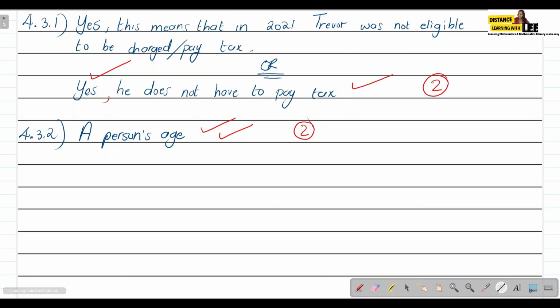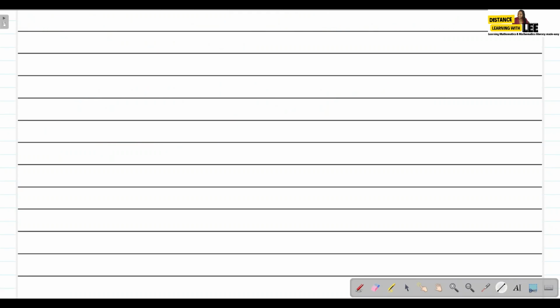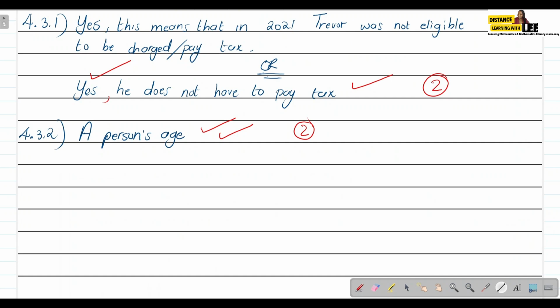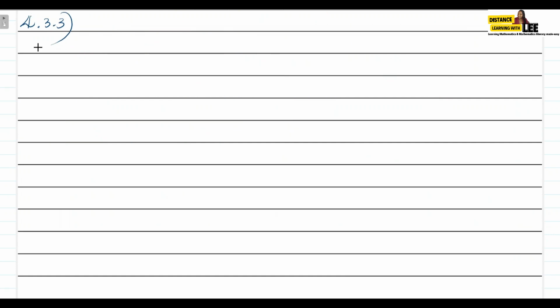Please pay attention. This question is very important. I'm going to start the question on a new page because it's going to be very long. Question 4.3.3. If Mr. Naidu makes 55,250 per month after deductions, how much is his annual income? We're going to take that 55,250 and multiply it by 12 to get his annual income.